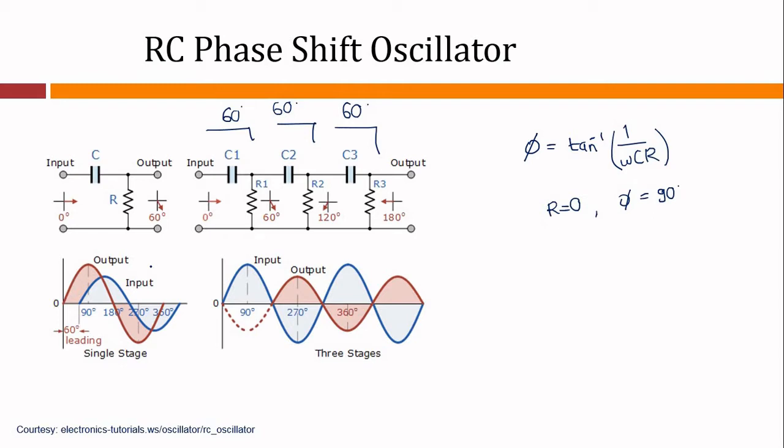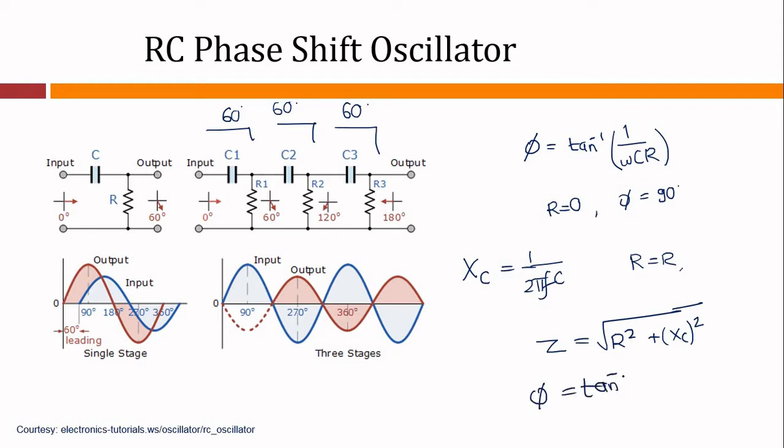So we can write Xc, that is the reactance of the capacitor, as 1 upon 2 pi fC, and for resistance we'll take it as R. R1 equals R2 equals R3 equals R. Then we can write the impedance Z as under root of R square plus Xc square, that is the reactance, and then we can have phi equals tan inverse of Xc by R.